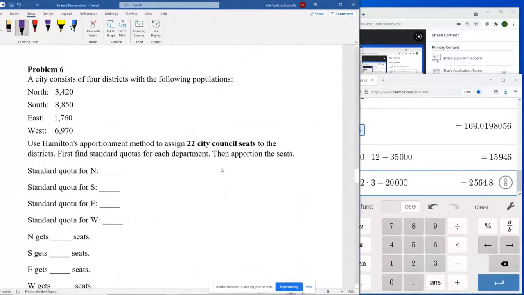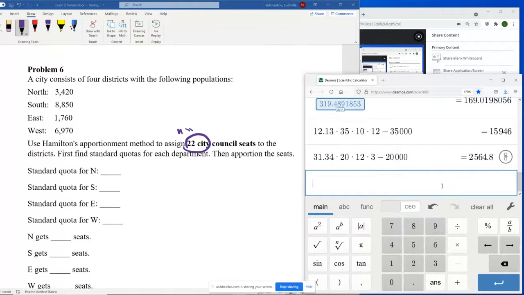The next question, so Hamilton apportionment method. A city consists of 4 districts with the following population. Use Hamilton apportionment method to assign 22 council seats to the districts. So 22 is the number that we will apportion.